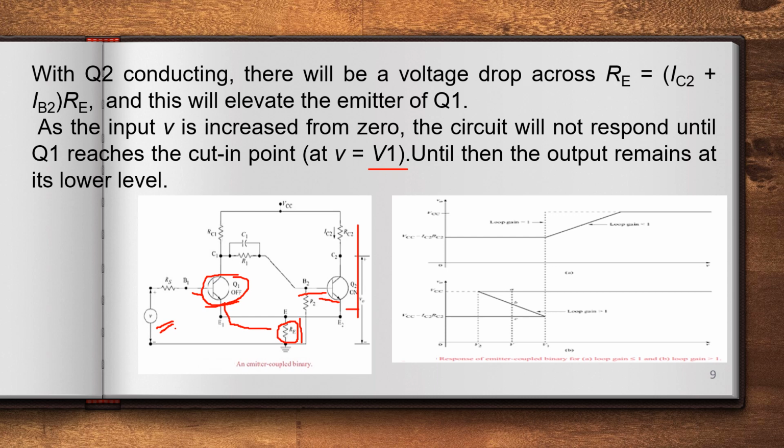Until then, when Q1 is not conducting, the output is at its lower level and it is equivalent to VCC minus IC2 RC2. Why? Because Q1 is in the off state, so this circuit is disconnected and only Q2 is conducting. If you apply KVL in the output loop, VCC minus IC2 RC2 is equivalent to our output, as long as the input voltage v is less than V1, the output is at its lower value.